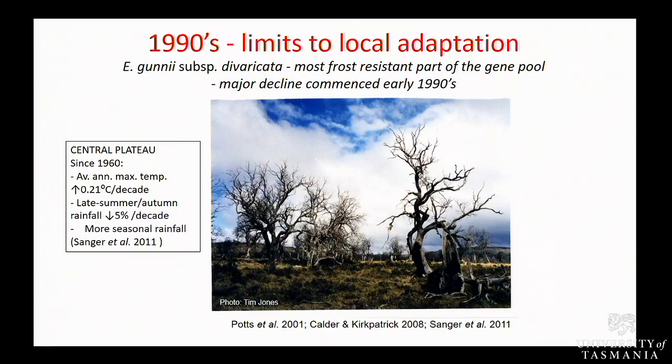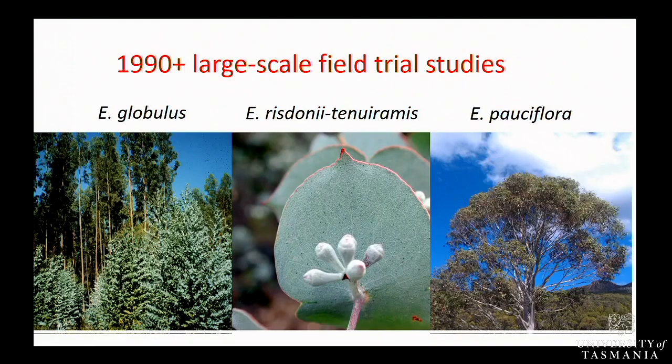And the other thing that occurred at that stage is that we started shifting into studies of quantitative genetics using very large-scale field trials. And I just want to run you through a couple of our key examples of the study systems we've worked with. Eucalyptus globulus, that's the commercial species. It's the major temperate eucalypt planted in regions around the world.